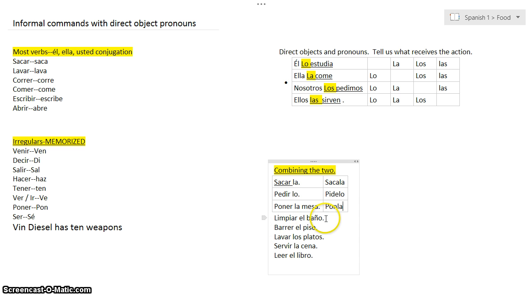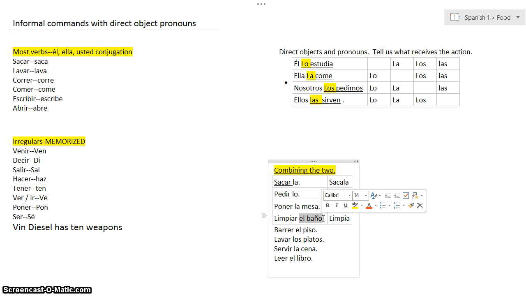Limpiar el baño. We're going to take limpiar, our verb, and we're going to make that into a command. Limpia. And then we're going to take el baño and we're going to replace that with a direct object pronoun. It's singular, it's masculine, and we're going to do lo. So now let's take those two and put them together. We're going to say limpia lo.